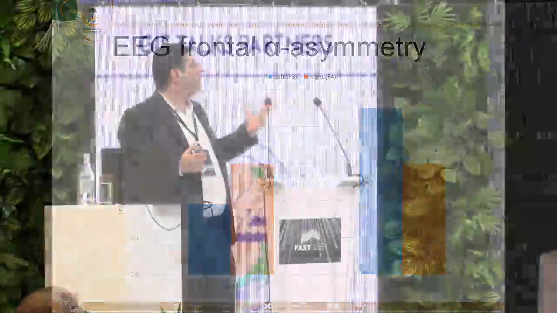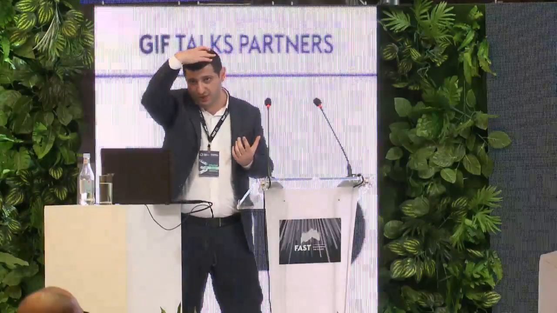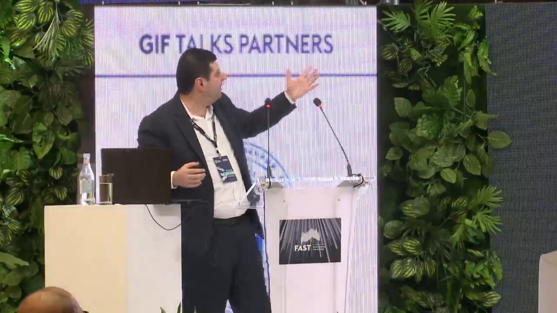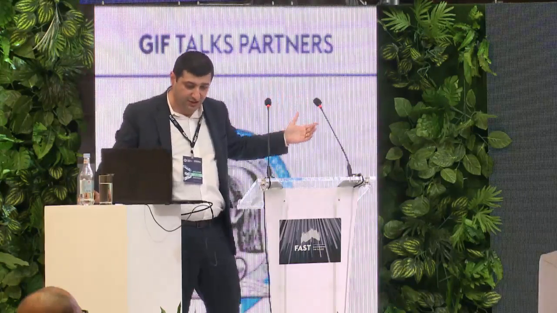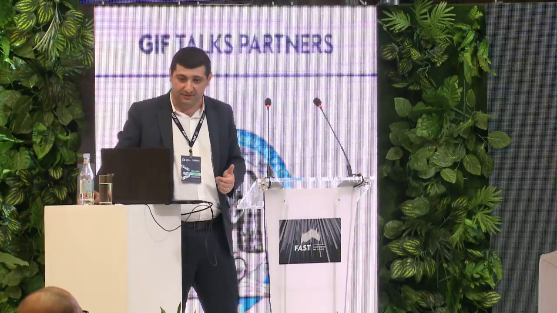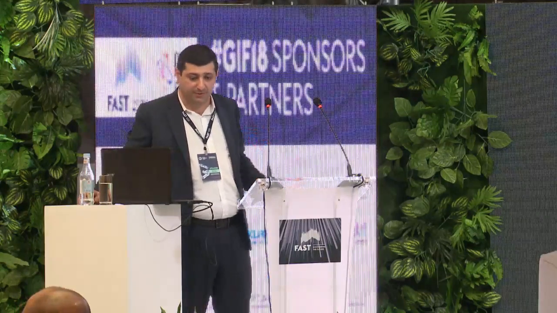There is something called frontal alpha asymmetry, where the two electrodes placed here, in the alpha frequency band, have different powers. This one shows healthy individuals, and this is for patients with depression. So you can see again that there is a differential, it discriminates. You can differentiate the patients from controls.